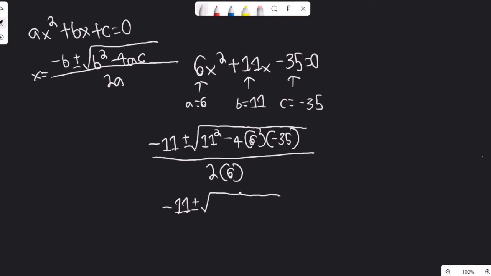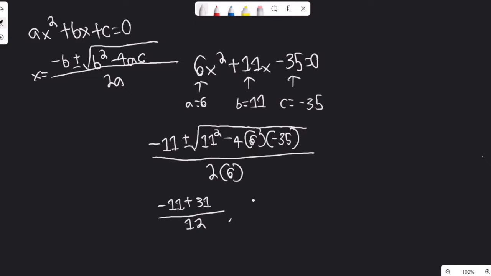So let's simplify some of the stuff in here. So this would just be the square root of 961 over 12. And the square root of 961 is 31. So in reality, this is negative 11 plus or minus 31 over 12. So now we break this into two equations because of the plus or minus sign. One of them with a plus and one of them with a minus.